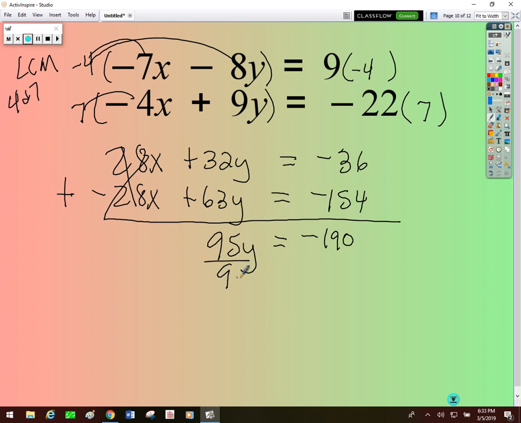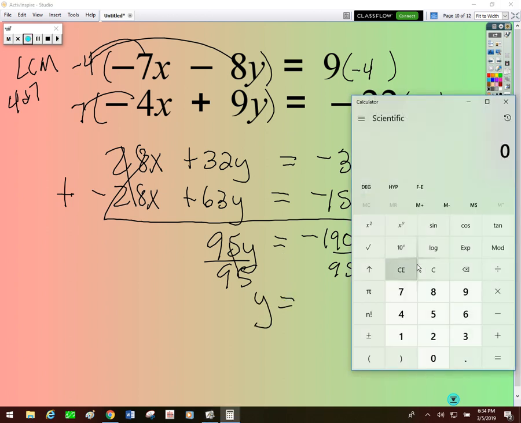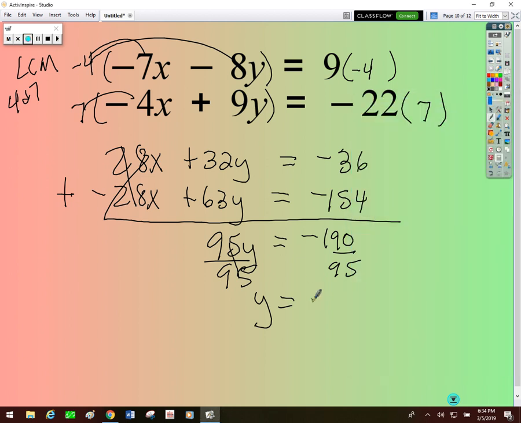So we're going to divide both sides by 95. So I have y is equal to, and again, let's do our calculator, negative 190 divided by 95 gives me a value of negative 2. So y is negative 2. Okay, so my solution, whatever it is, is something, negative 2, right? Well, let's figure out what it is.